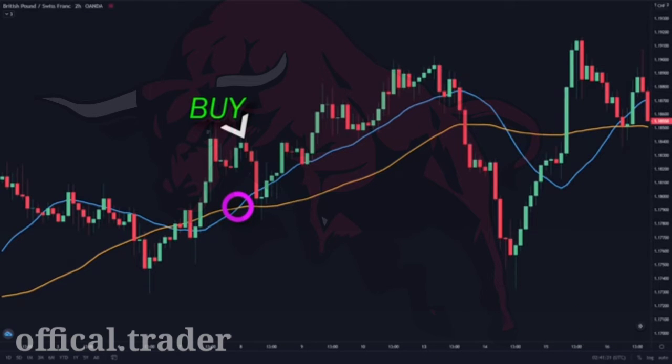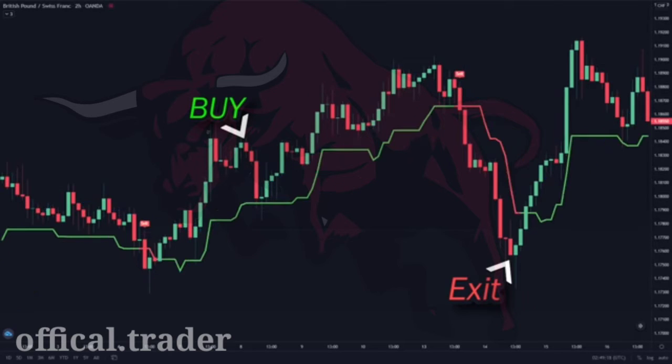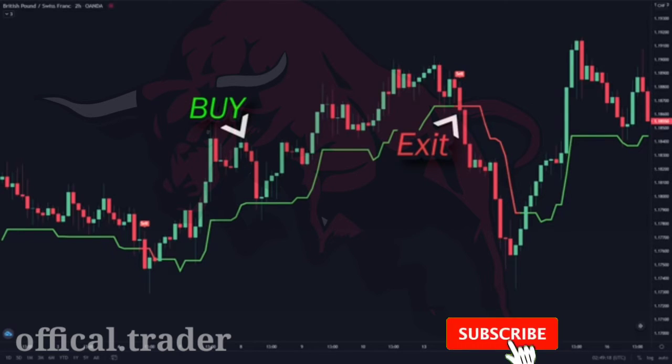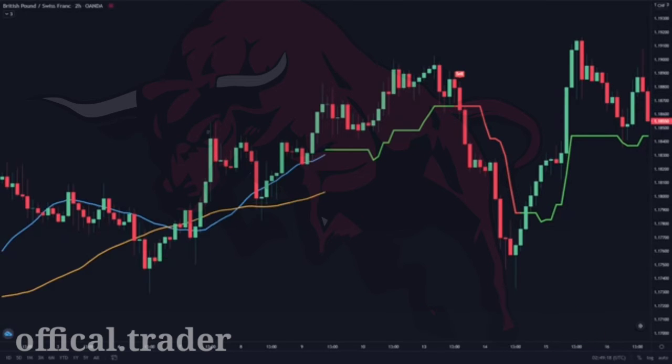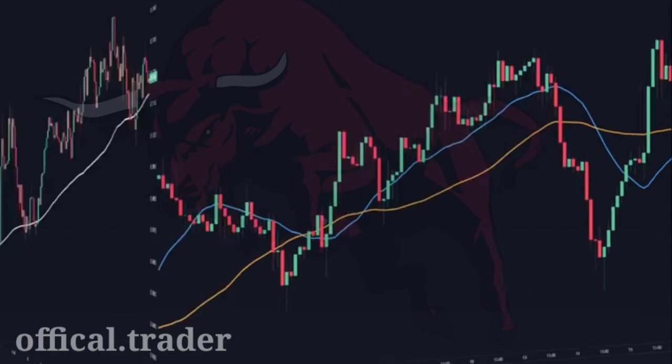If you waited for the lines to cross over again, you would have exited your trade here and wasted so many pips. But if you had used a better exit indicator like the ATR Trailing Stoploss, you would instead exit here. Notice that it gave a much better exit signal and you would have kept more pips. So that's my approach when trading the moving average crossover.